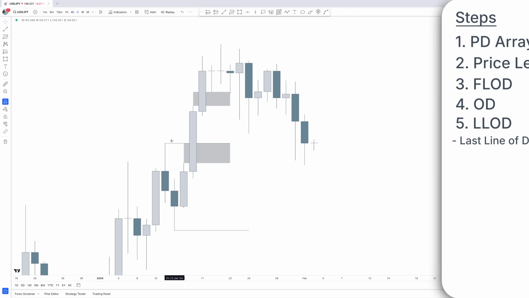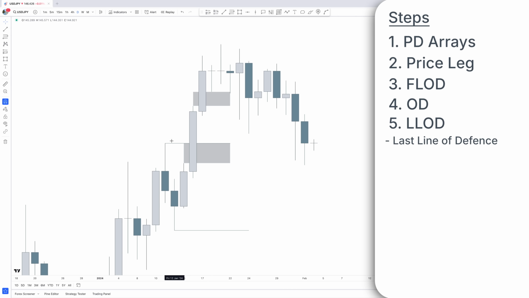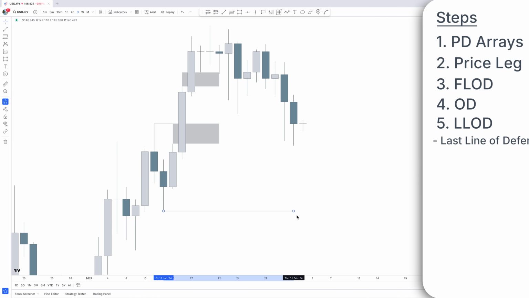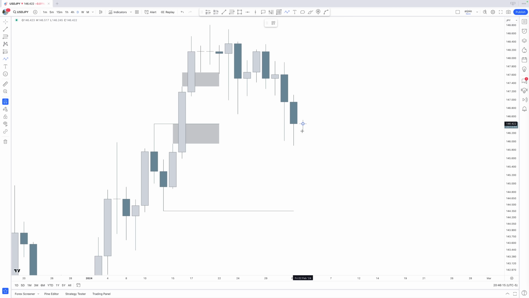And then we arrive at the next bullet point, which is LLOD. LLOD stands for last line of defense. Last line of defense means it's the last area in a price leg where price can continue higher from in a bullish leg or continue lower from in a bearish leg, which is always going to be a swing low or a swing high in bearish conditions. Because if price wants to continue higher, then the last thing it can do is arrive at this swing low right there and sweep that swing low to then continue higher off of that. Because in itself, the swing low is also a discount array. So it's also an area of defense, a support area, to name it easily.